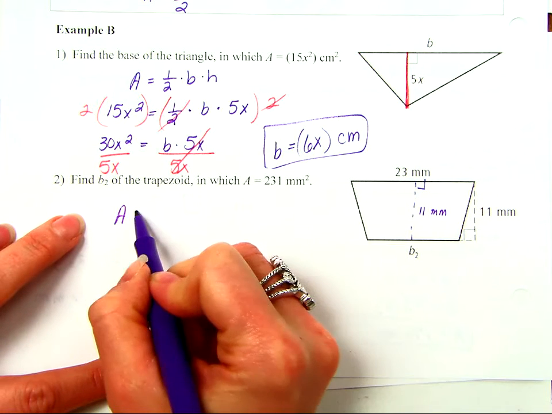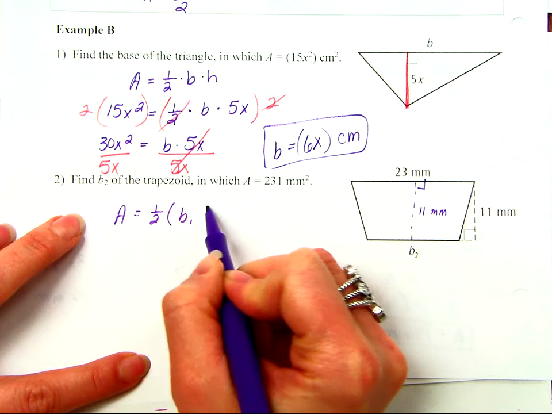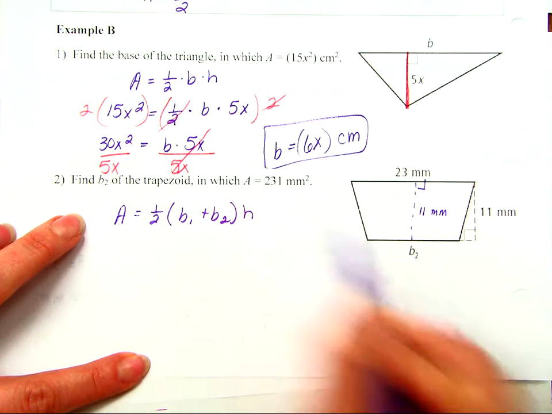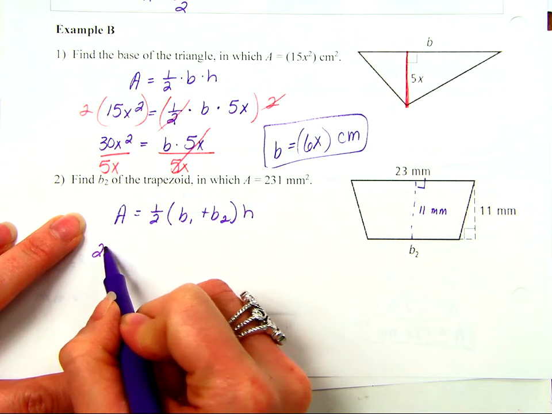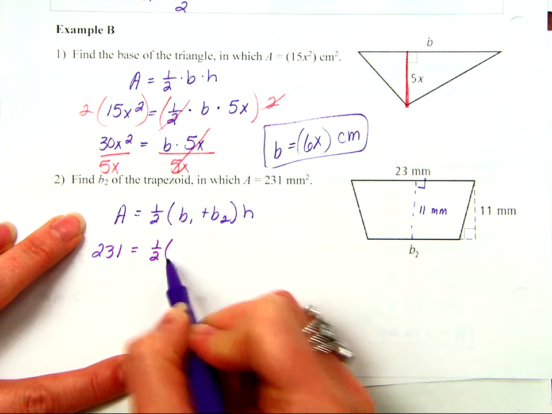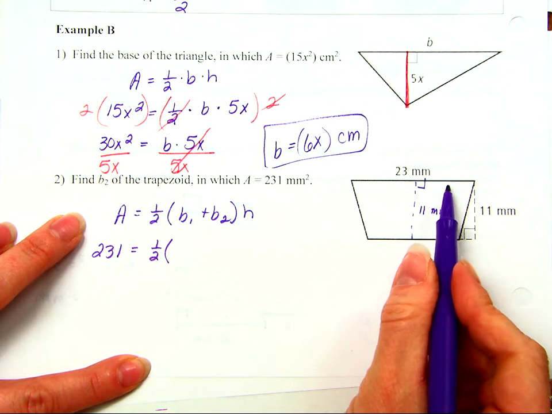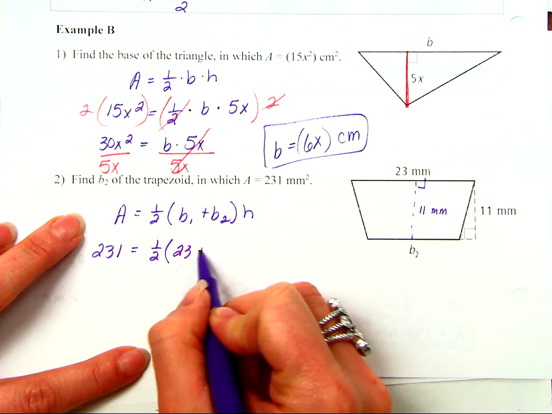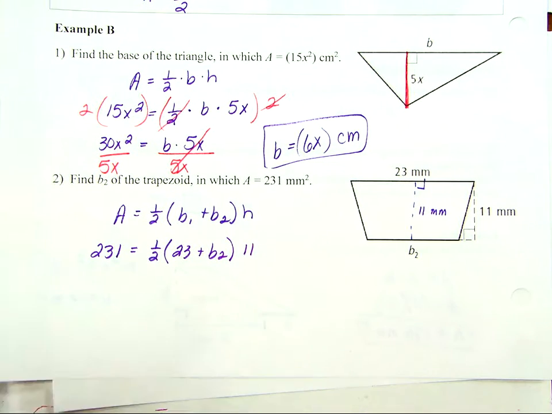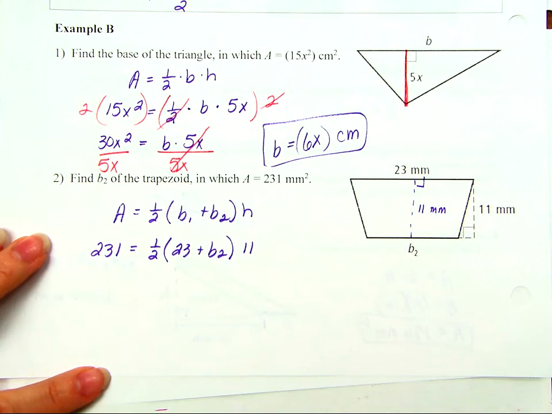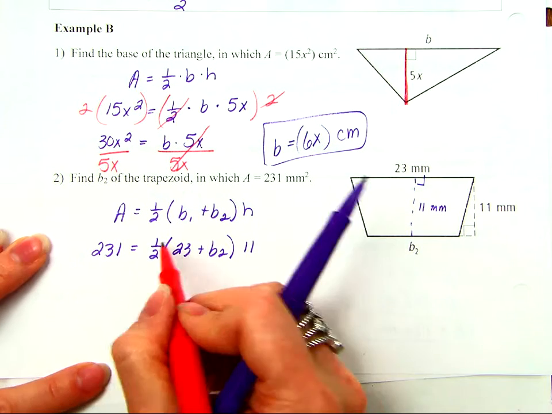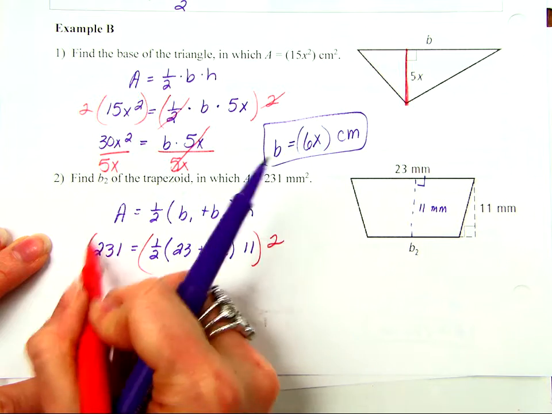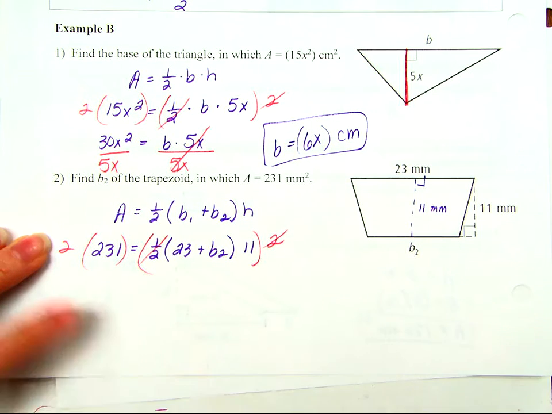Now, my trapezoid, again, I like to start with my formula and then go ahead and plug in what we know. We know the area is 231. As we look at the picture, I can see here that my base 1 is 23. I'm looking for base 2, and we have a height of 11. Now, again, there are different ways that you could go about solving this question. I typically would start by, again, getting rid of that fraction by multiplying by 2, but that is not a must for your first step.